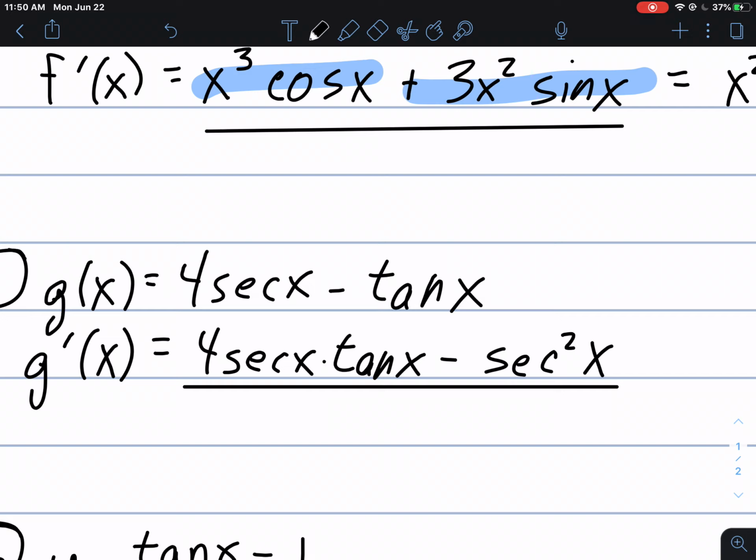I just want to mention this again. You could also look at this as a product. We talked about it at the time that we mentioned this constant multiple rule. If you look at that as a product of 4 times secant of x and you follow the product rule, remember product rule says you take the first times the derivative of the second plus the second times the derivative of the first. But since the first is a constant, its derivative is 0. And so the second part of your product rule ends up being 0 anyway.